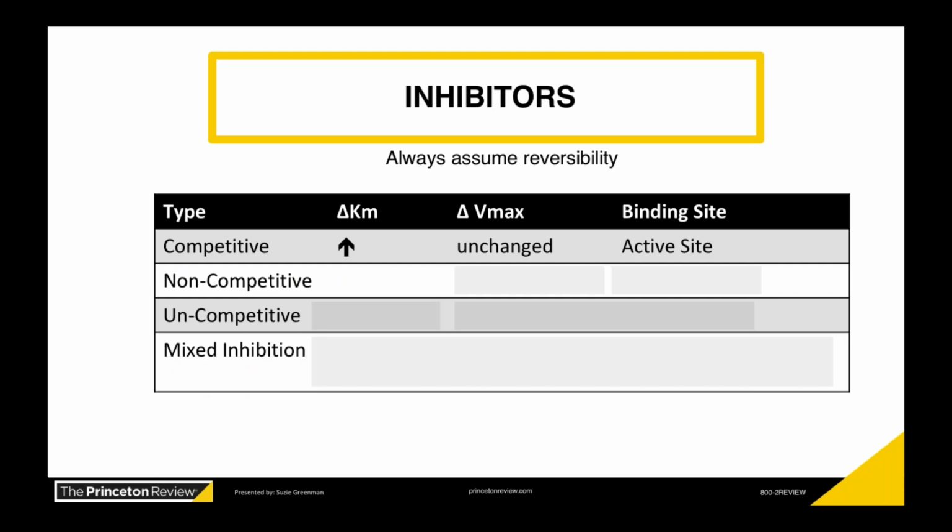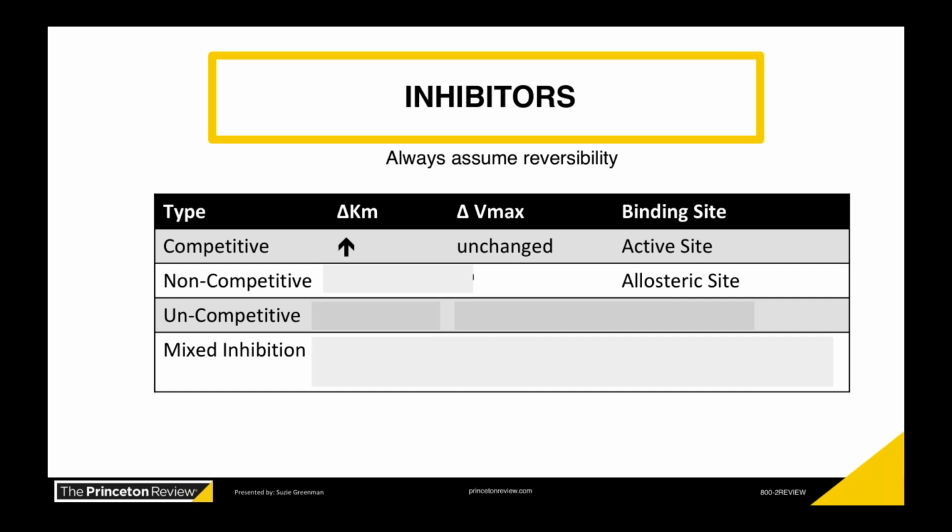All right, so our next type of inhibitor, a non-competitive inhibitor. So what's the binding site for a non-competitive inhibitor? Yeah, it's the allosteric site, exactly. So what happens for the Vmax for a non-competitive inhibitor? Is it going to be changed? Yes, it's going to be changed.